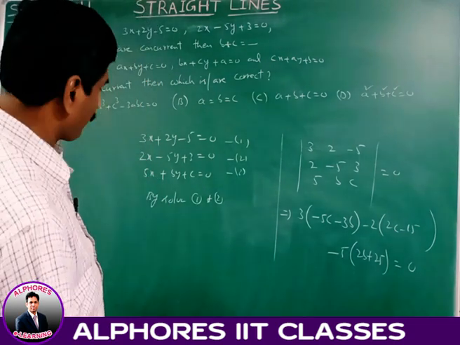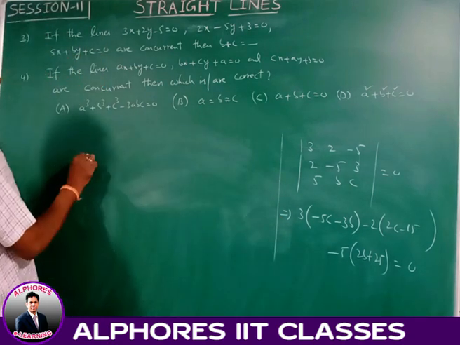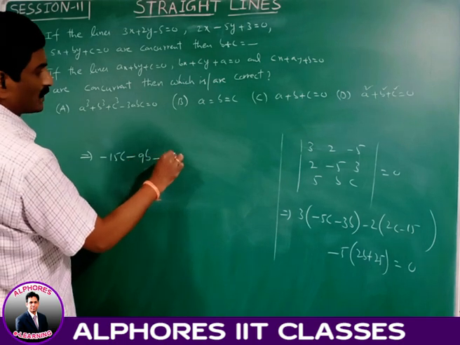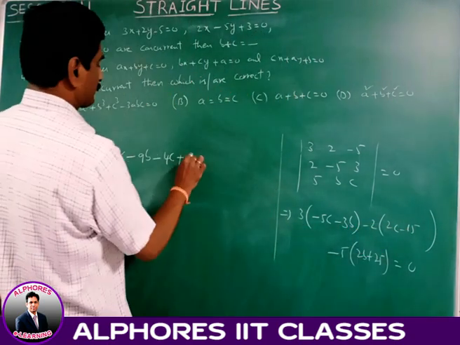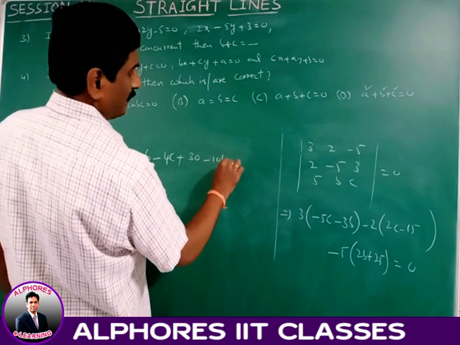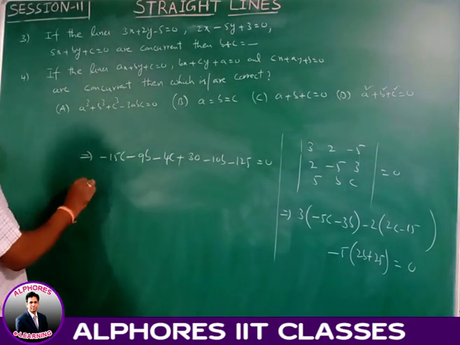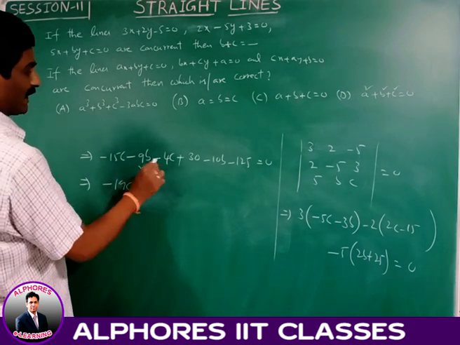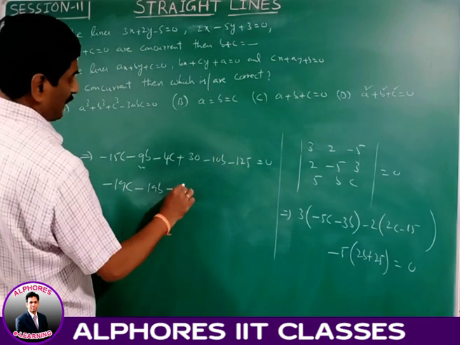Okay. Next, after simplification, 3 into -5 means -15c, -9b, -4c, minus into minus, plus 30. Next -10b, next -125 is equal to 0. What is this value? -15c - 4c means -19c, -9b - 10b means -19b, 30 - 125 means -95 is equal to 0.